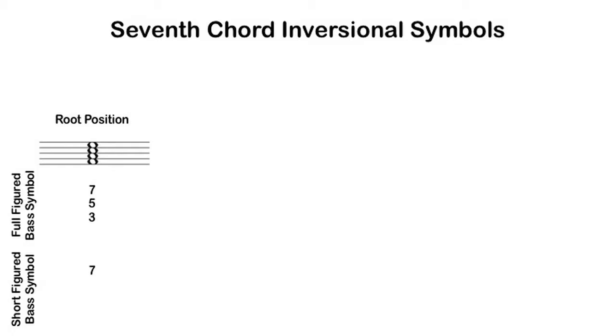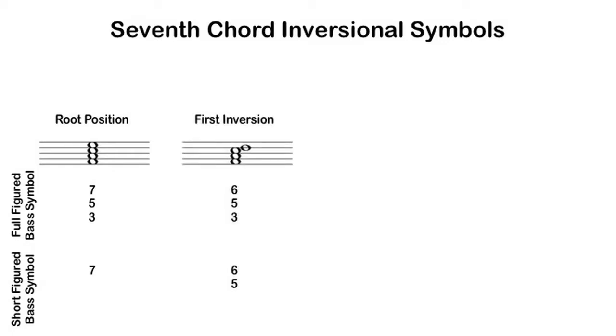So if we take the full inversional symbol for a root position seventh chord, we'll notice that we have a third above our chord root, a fifth above our chord root, and a seventh above our chord root. So the full figured bass symbol for a root position seventh chord is 7, 5, 3. Musicians shorthanded this. They could always assume a fifth and a third if there was no other indication. So we can create a shorthand for a root position seventh chord, which is simply the number 7.